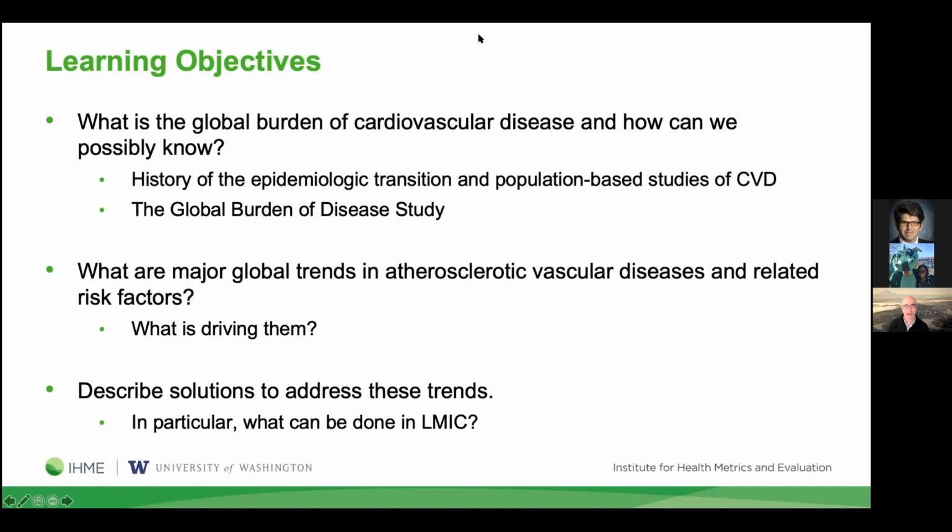It's tough to think about studies even in individual populations sometimes, and to talk about measuring something for the planet overall. I want to talk about the history of the epidemiologic transition and population-based studies of cardiovascular disease, because I think they set the foundation for what eventually has become the global burden of disease study, which is, for the work we do, our primary tool for answering this question: what is the global burden of cardiovascular disease?